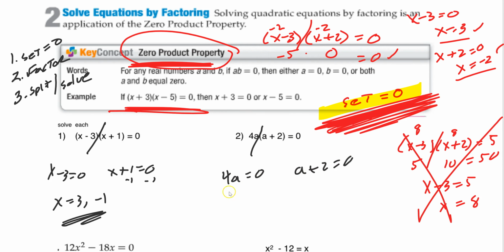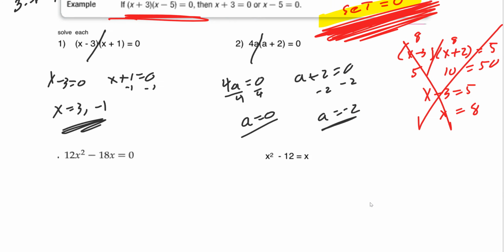People freak out on this side. Why? Just divide by 4. Hey, a equals 0. That's fine. That's an answer. And a equals negative 2. Right, so we're going to set equal to 0 and then we're going to factor.